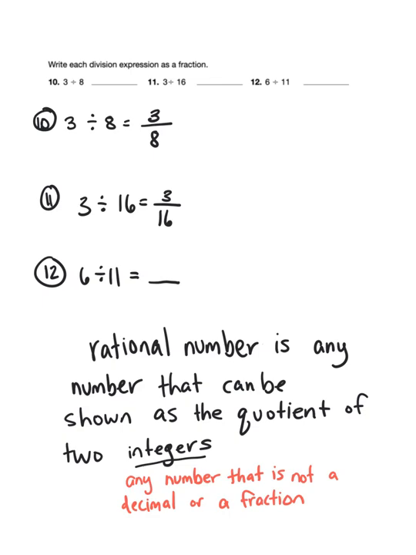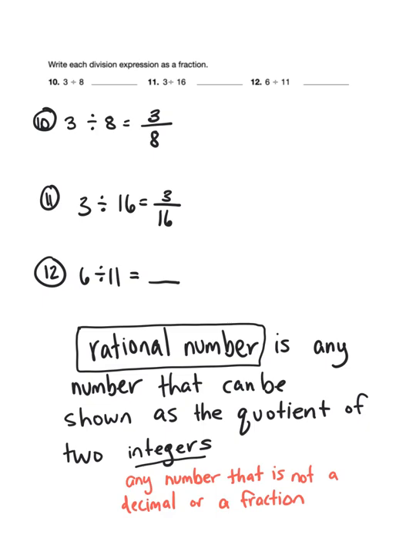Okay, so back to rational numbers. All of the fractions that we've been writing are rational numbers. They are numbers that can be shown as the quotient of two integers. So 3/8 is a rational number. 3/16 is a rational number.